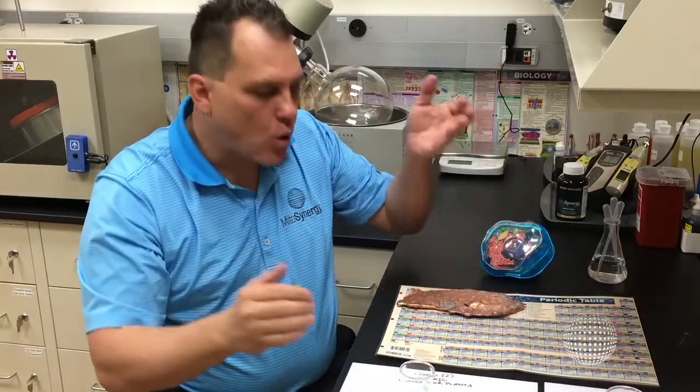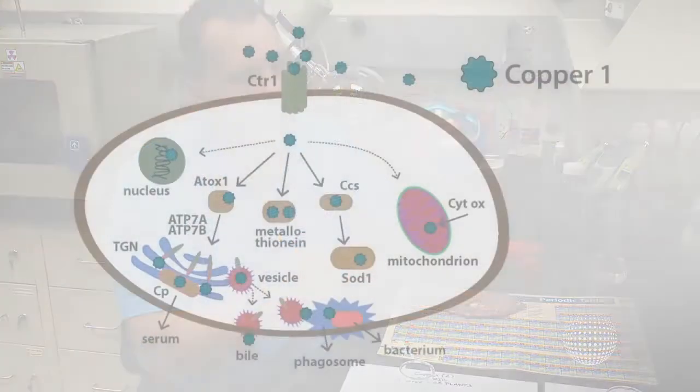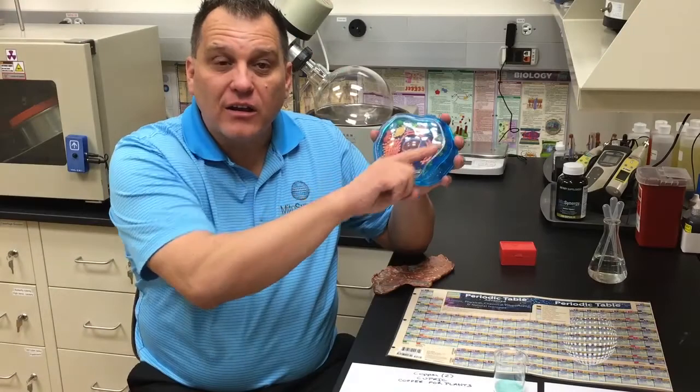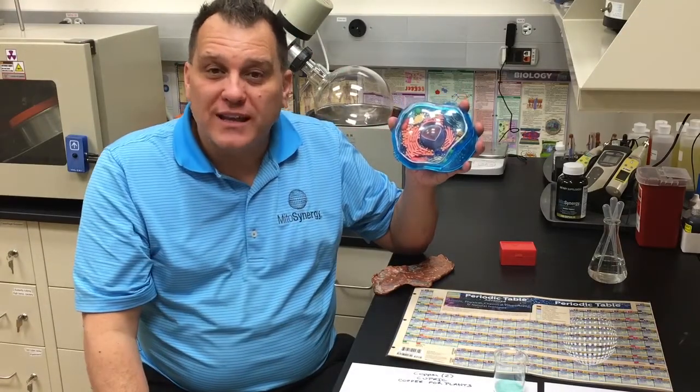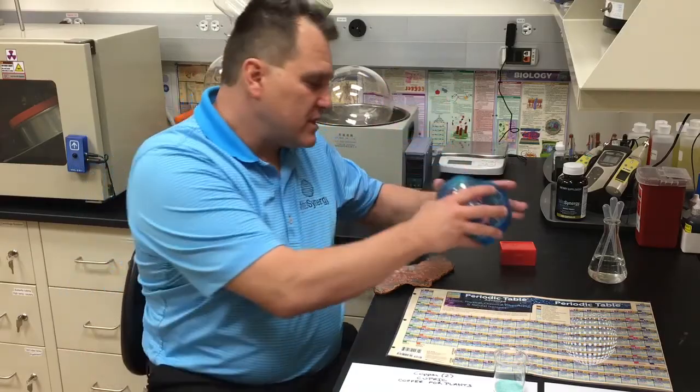Well, why is this important? Copper 1, cuprous copper, or human copper, has the ability to travel through the cell membrane and get into the cell. Almost every organelle in here is dependent on copper. When you take a look at a human cell and it gets bacteria in there, only copper can get that bacteria out of the cell. So copper is very important to our human cells.